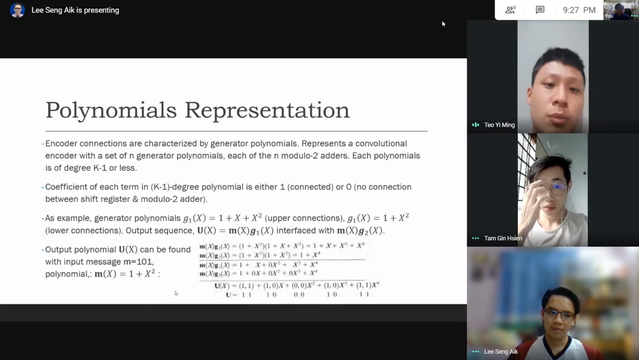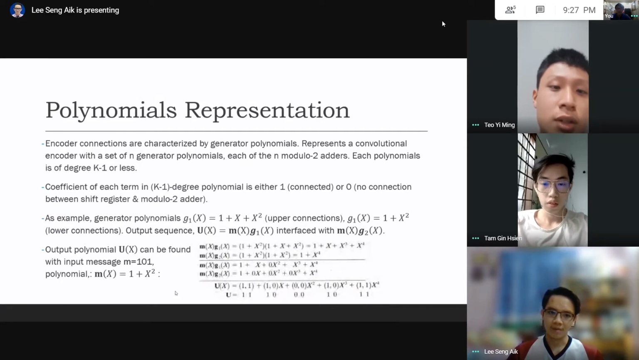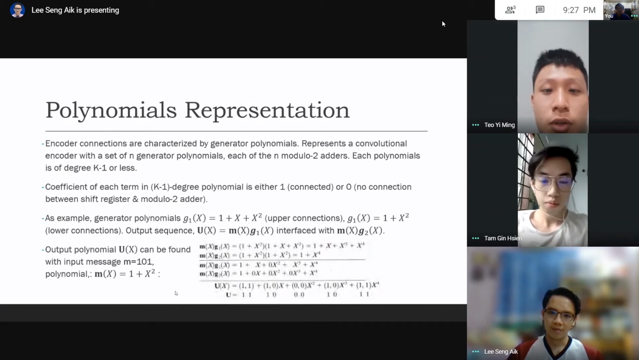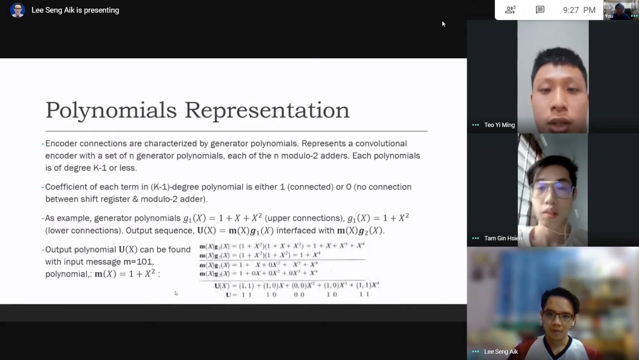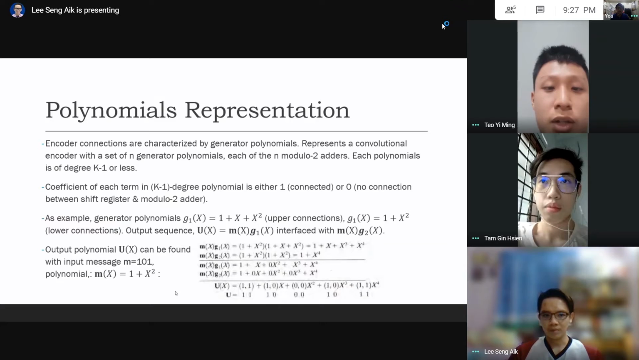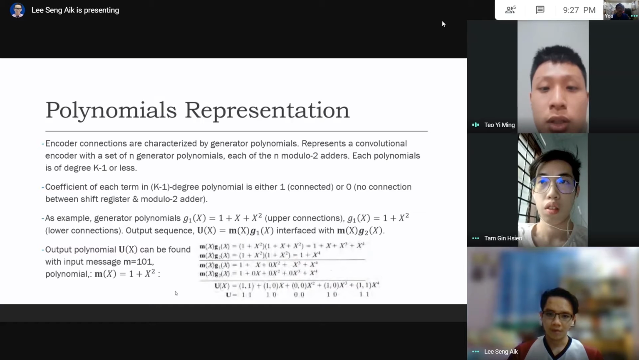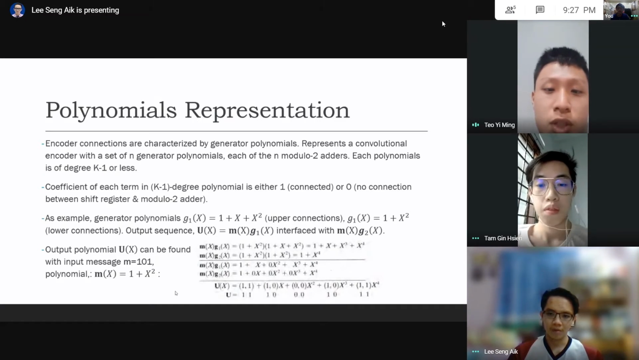Now I will present the polynomial representation. Encoder connections are characterized by a generator polynomial. A convolution encoder is represented with a set of n generator polynomials, one for each of the n modulo 2 adders. Each polynomial is of degree k-1 or less. The coefficient of each term in the k-1 degree polynomial is either 1, which means connected, or 0, which means no connection between the shift register and the modulo 2 adder.